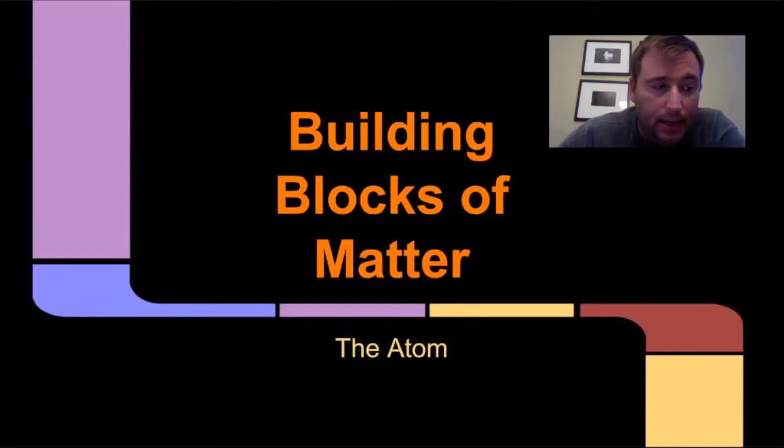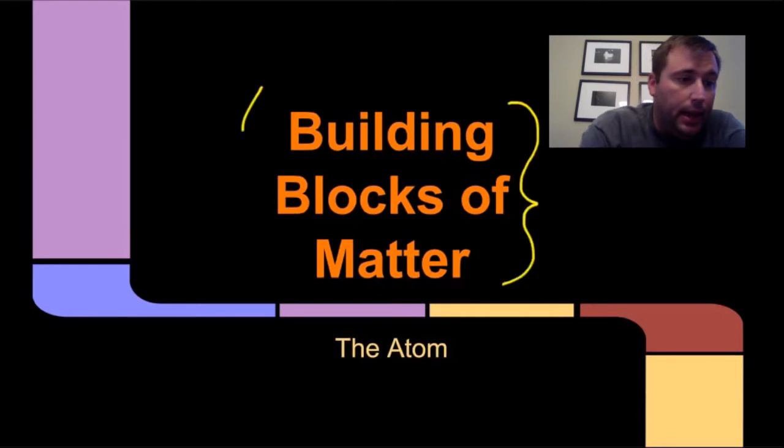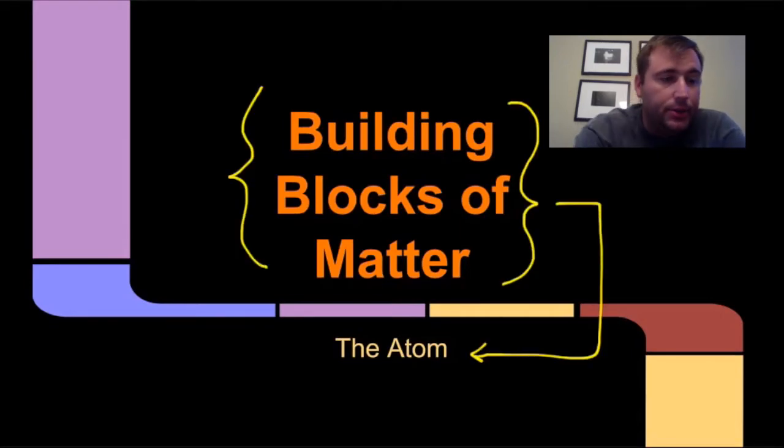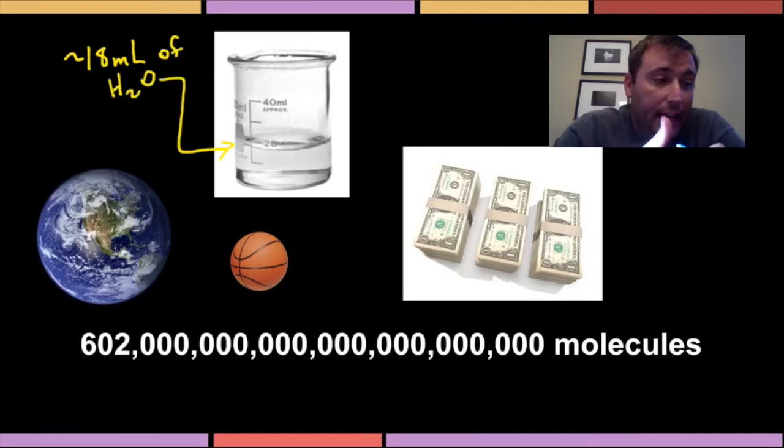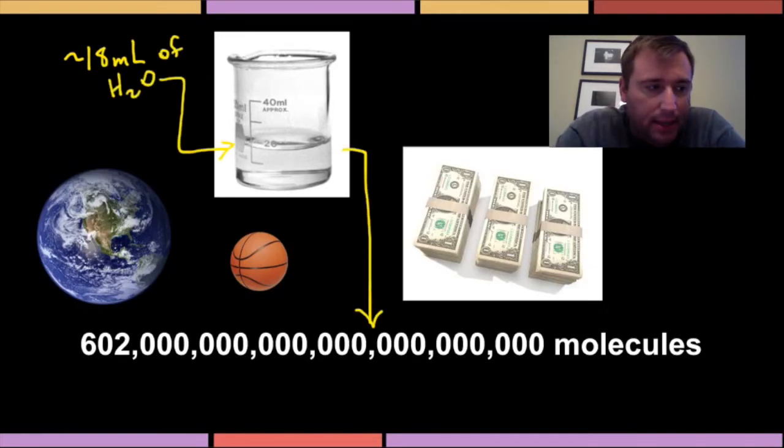All right, today I'd like to talk to you about the building blocks of matter and the atom. So let's get started. I'd like to give you guys a perspective as to how big an atom, or really how small an atom really is. If I had around 18 milliliters of water, I would have 6 sextillion molecules of water. That's 6 with 23 place values after that 6.